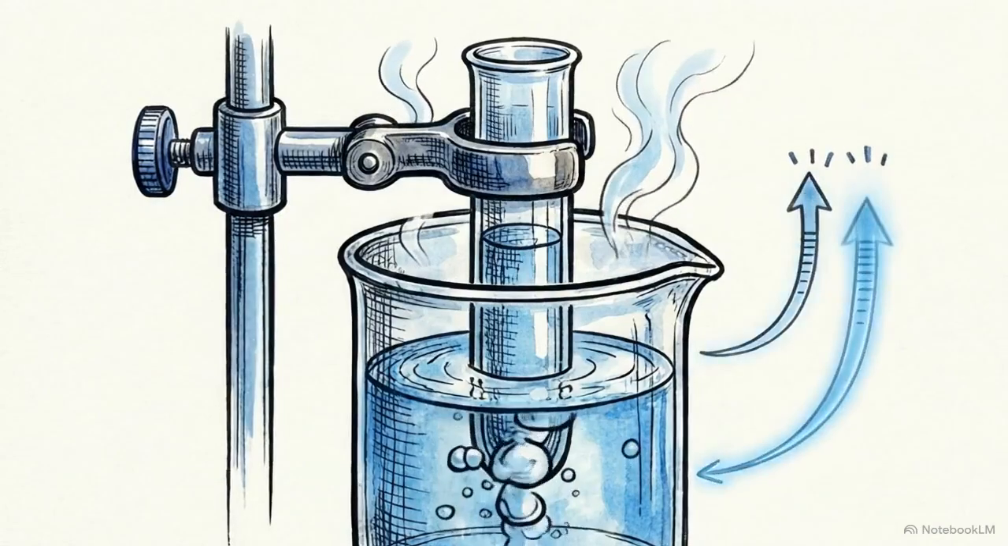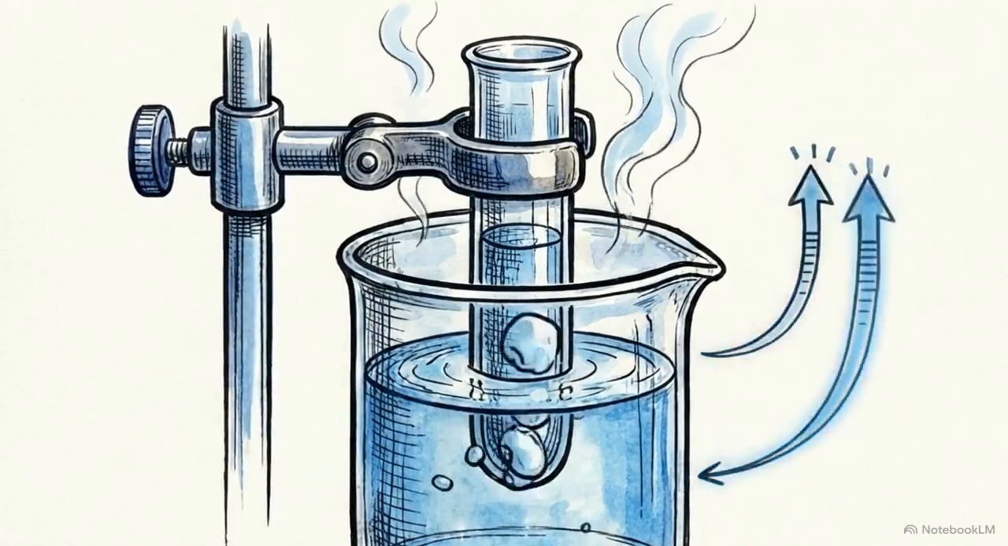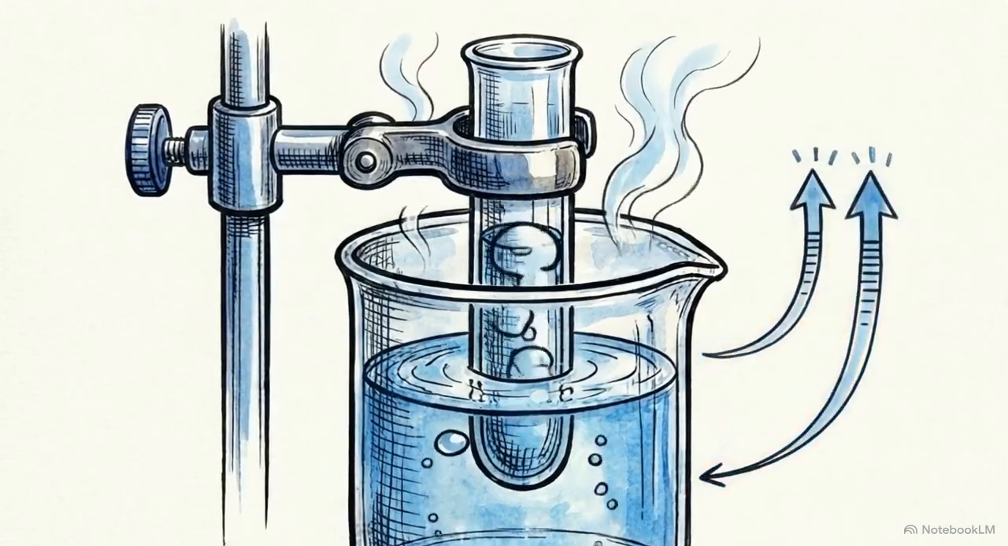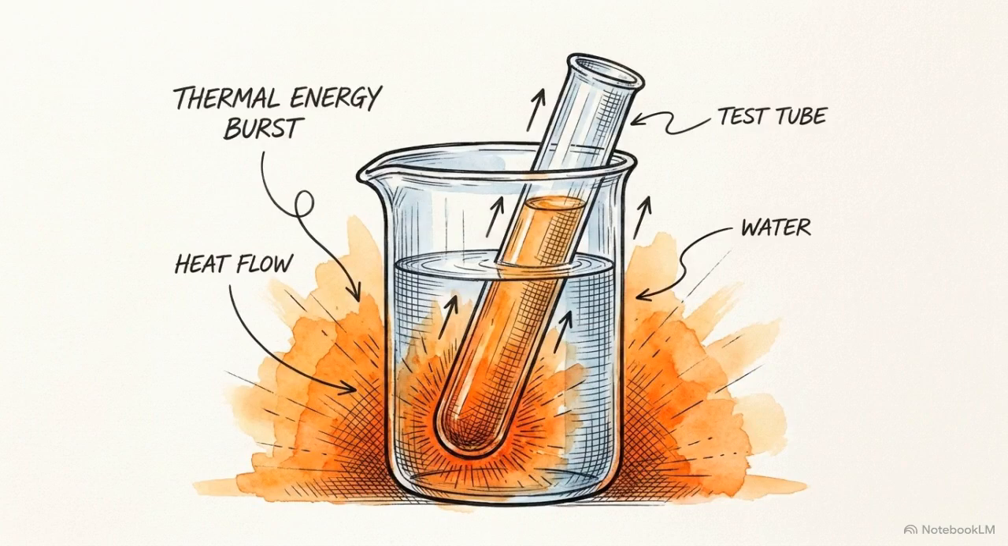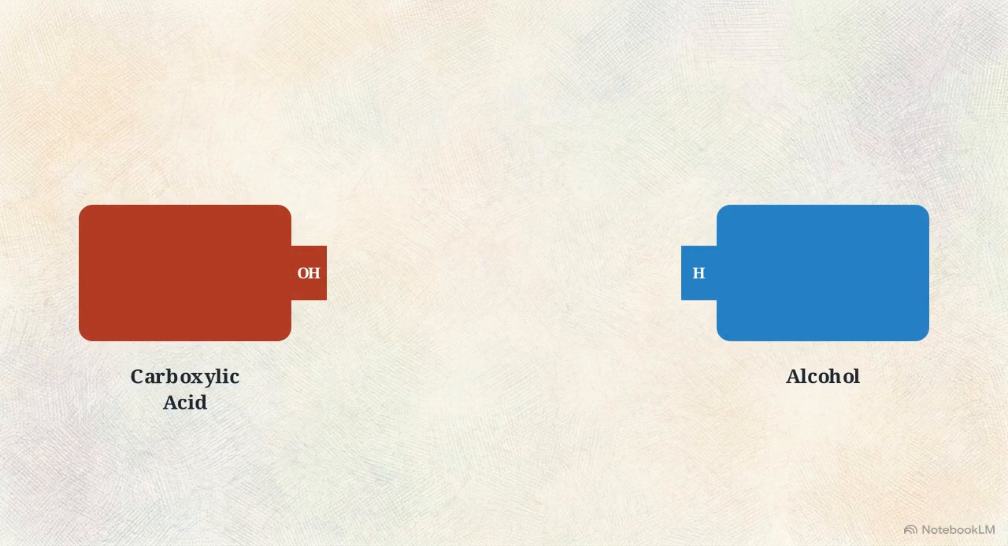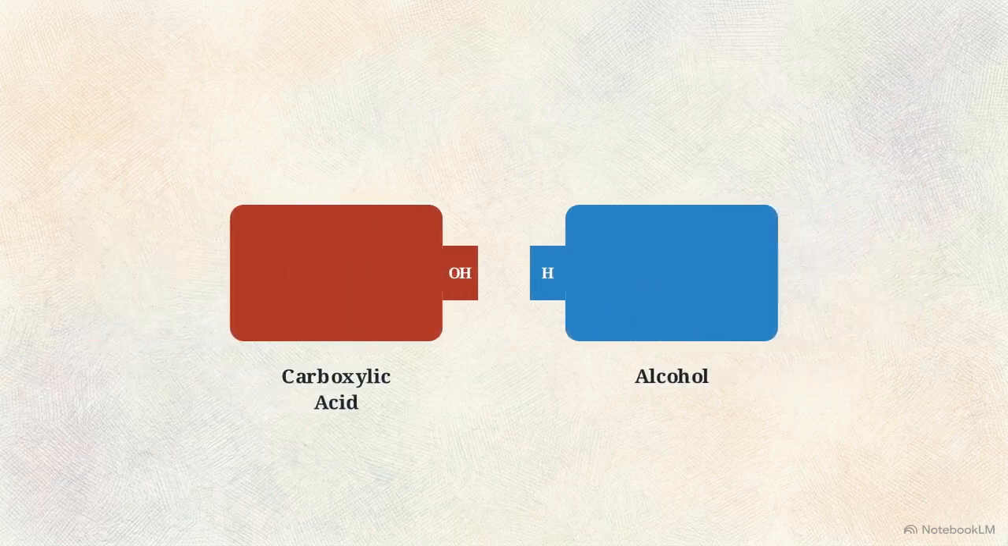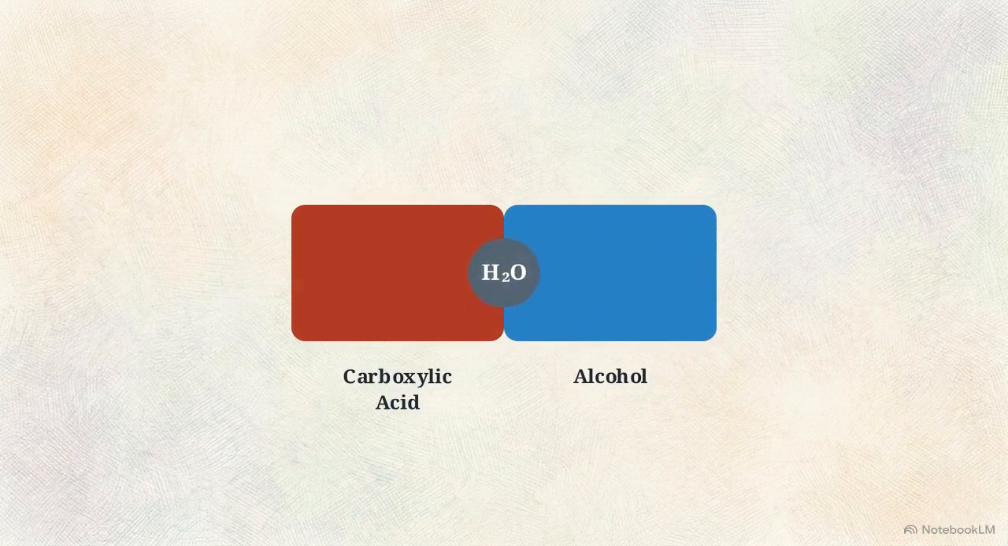So we add a few drops of strong sulfuric acid and gently heat the mixture in a water bath. That heat provides the exact burst of energy needed to force our two blocks together. As you can see in this diagram, when the red and blue blocks finally click into place, the connection is so tight that it squeezes out a tiny leftover piece. That discarded piece is just a single, simple molecule of water.